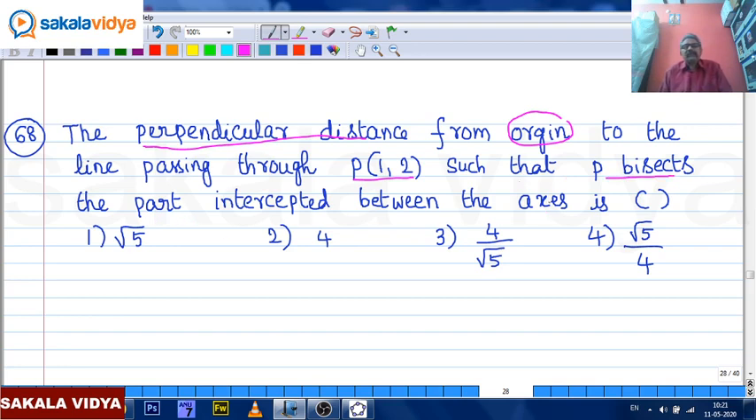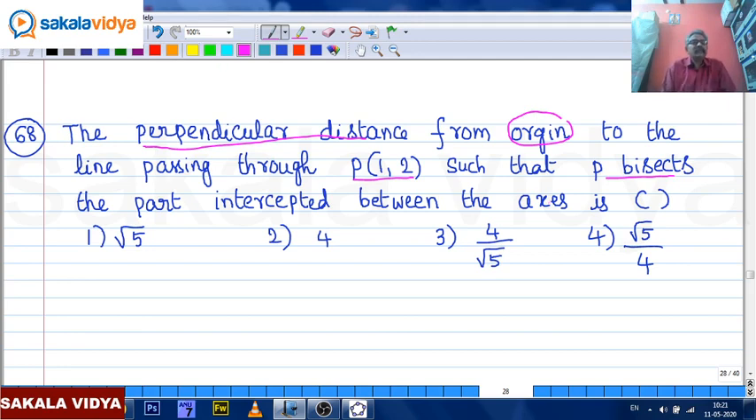part between the axes. So that means first of all, let this problem be divided into two concepts. First concept is to find the equation of the line passing through P1, 2 such that P bisects the part intercepted between the axes. After that, find the perpendicular distance from origin to that line. So we need to find out.